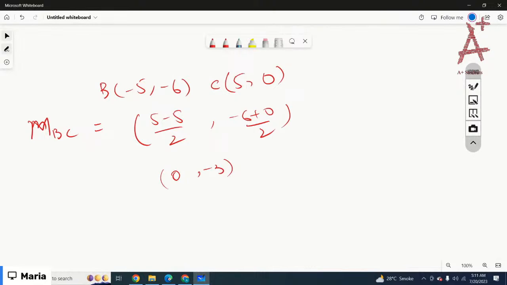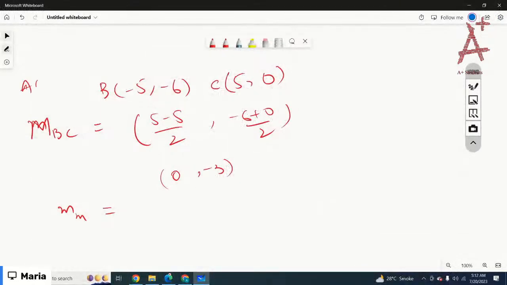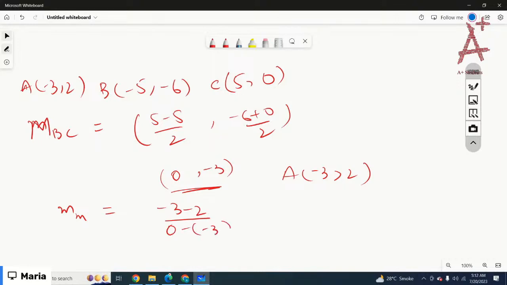Okay, so now you can use the midpoint of BC and point A, and we can determine the equation of the median. Point A is (-3, 2). Let's calculate the slope using this midpoint and point A: -3 minus 2 divided by 0 minus (-3). So it would be -5 over 3.